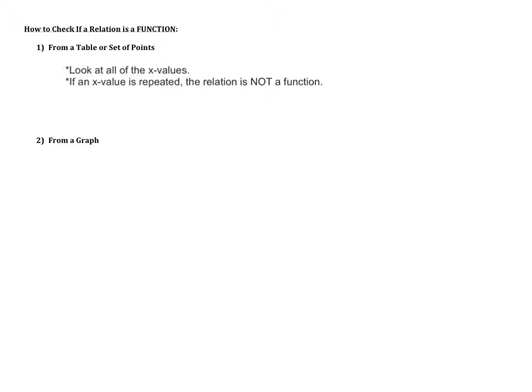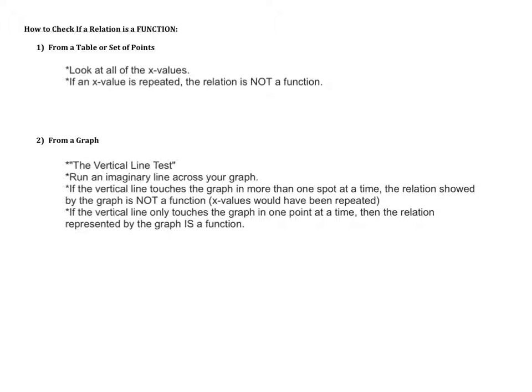If you're given a graph, it's really easy. All you have to do is look at the graph and run what is called a vertical line test. During the vertical line test, what you're going to do is run an imaginary line across your graph. If the vertical line touches the graph in more than one spot at a time, the relationship shown by the graph is not a function, which means that x values would have been repeated.